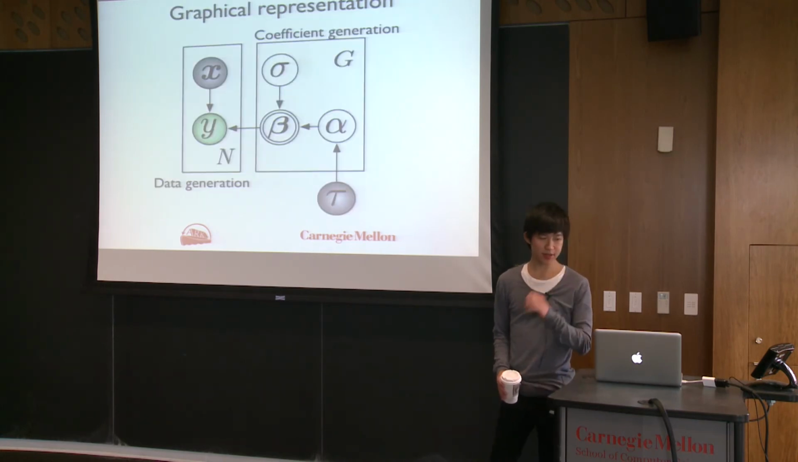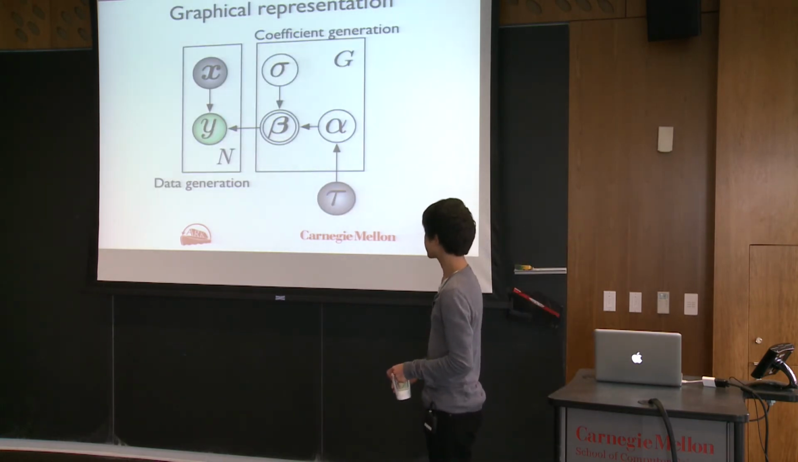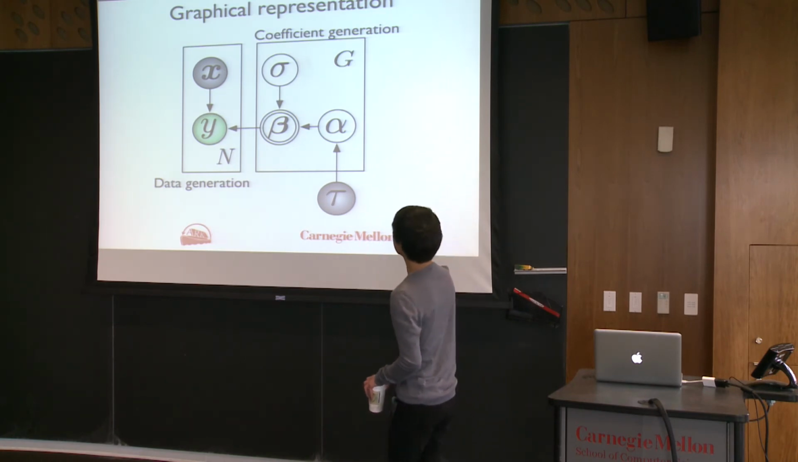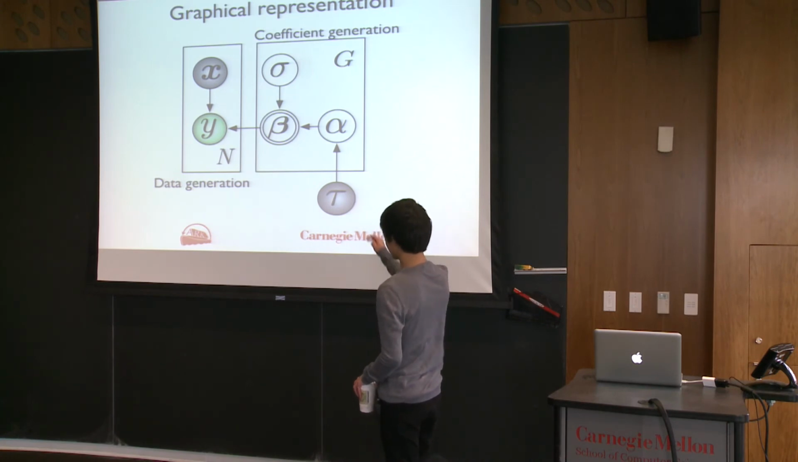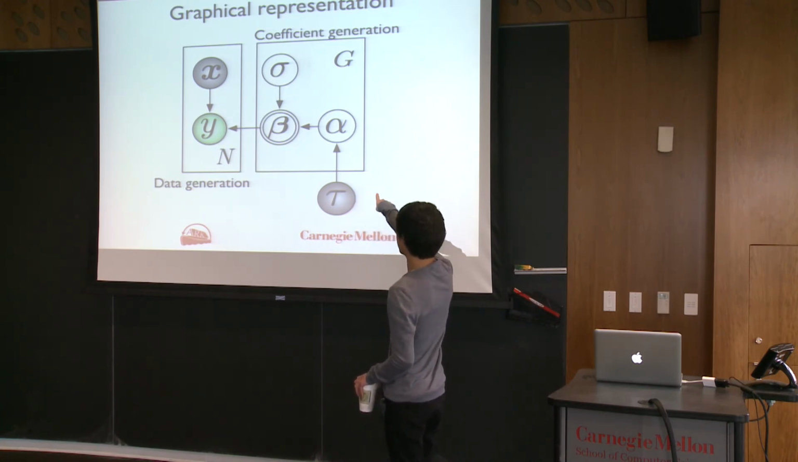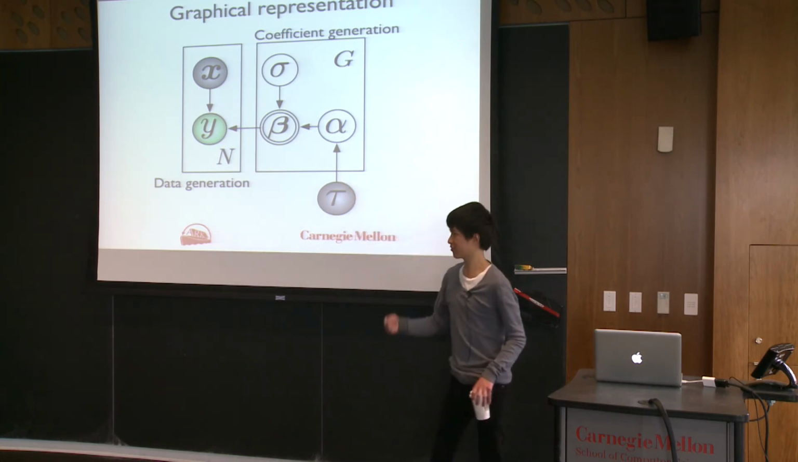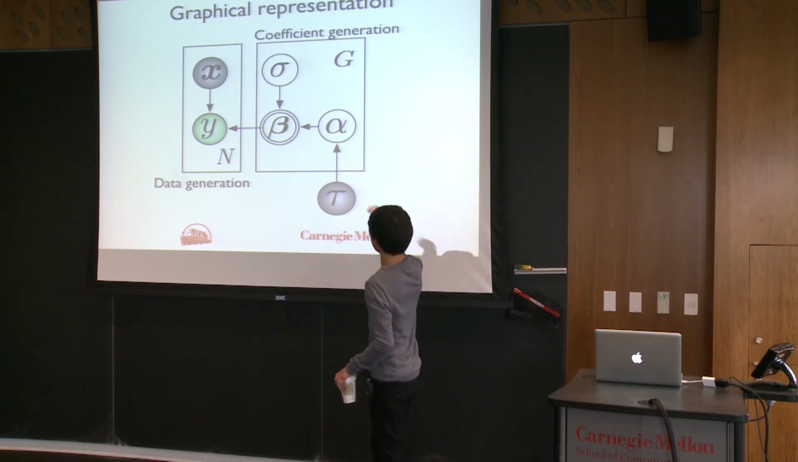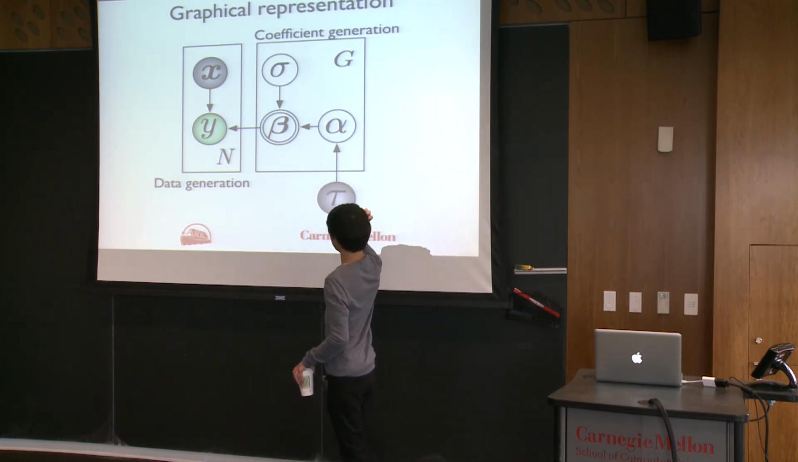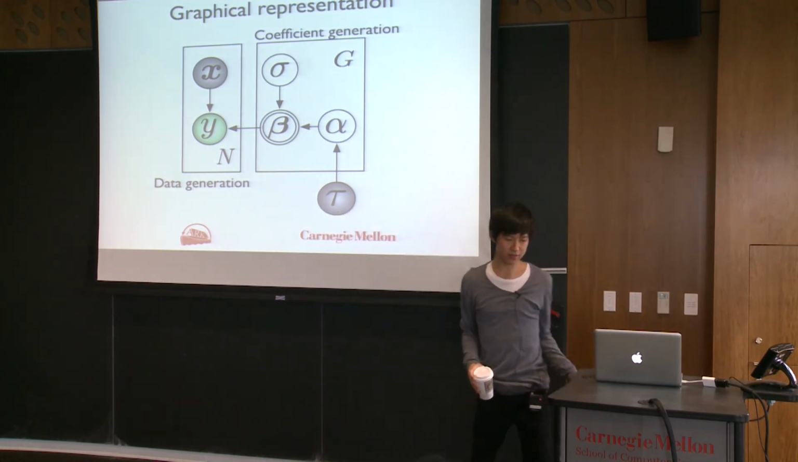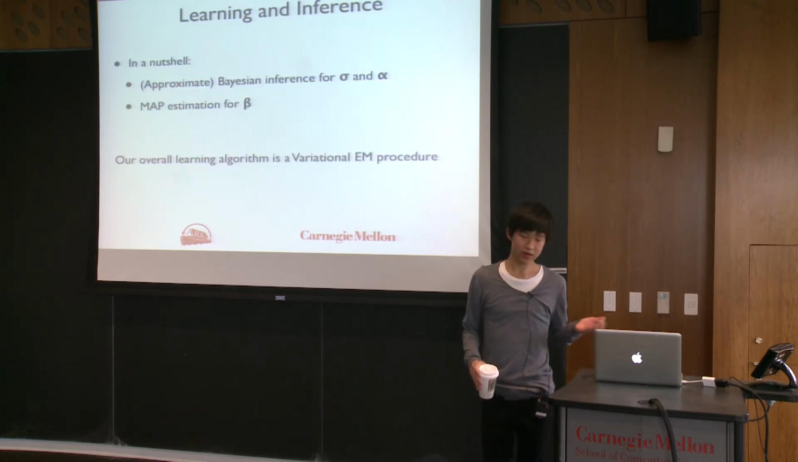We can show a graphical representation of the model. Here's what it looks like. Y are the response variables, X are the feature values, and this is how we generate the feature weights beta. It has one alpha and one sigma for every group, but tau is a global fixed prior. During inference, we will marginalize sigma and alpha and maximize beta, which is why it's doubly circled. But I will talk about inference now.